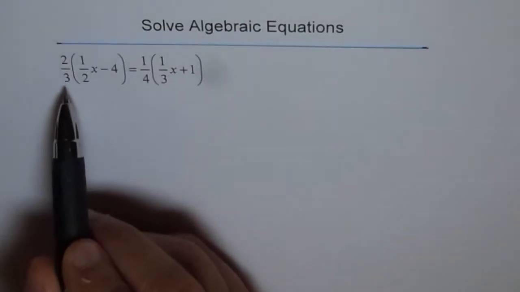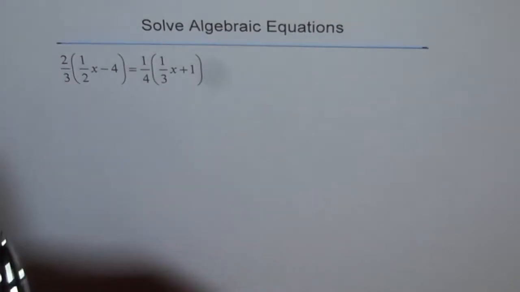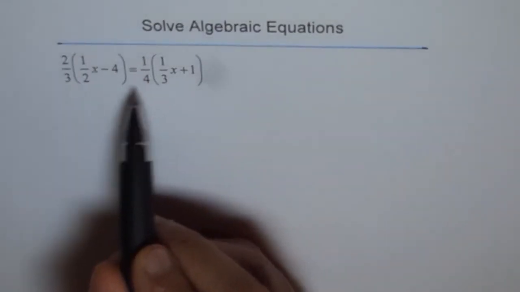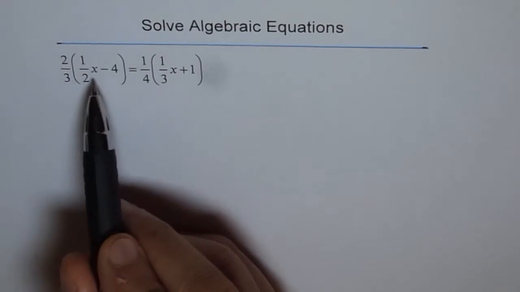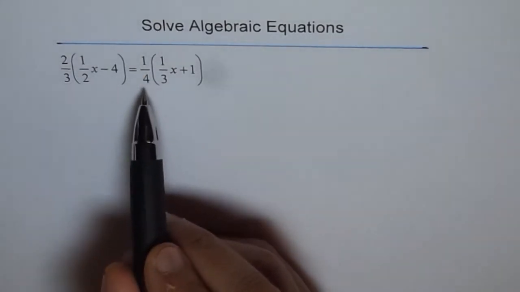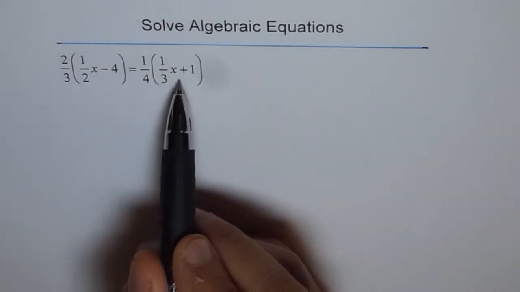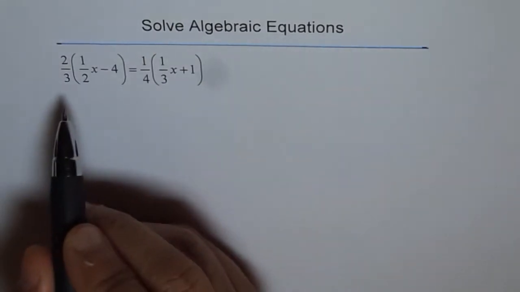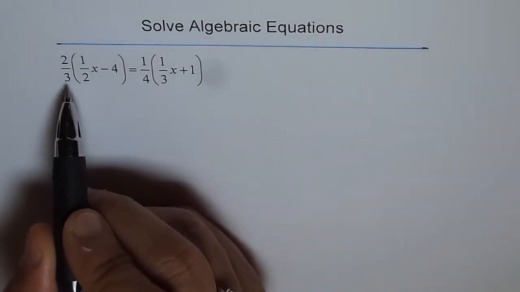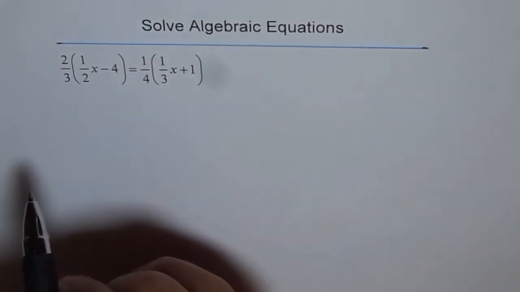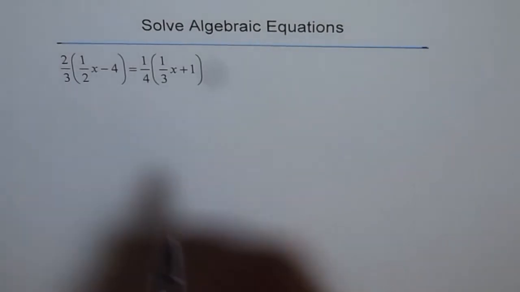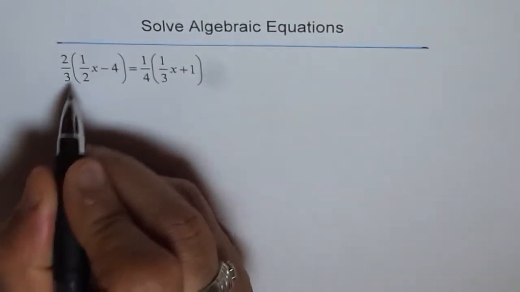Now let's start with the numbers 2 over 3 here and 1 over 4, which are multiplying 1/2 x minus 4, and 1 over 4 multiplies 1 over 3x plus 5. So the common multiple of 3 and 4 is 12, right? So think like this. We are multiplying both sides by 12. So let me rewrite this.